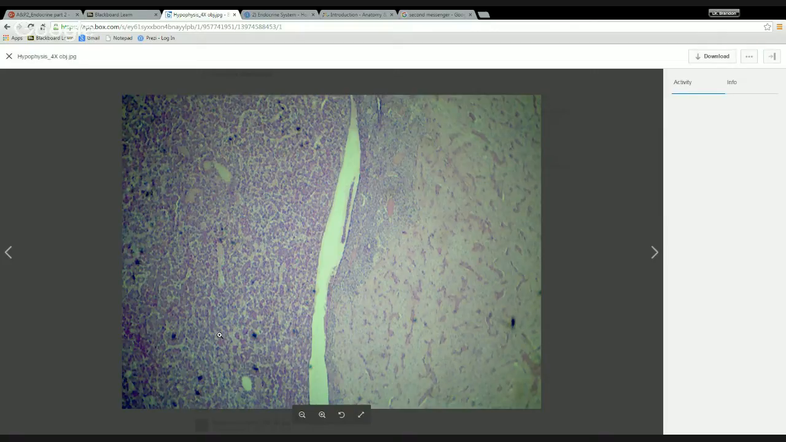So if you were to take a section of skin and not stain it, but look at it in the microscope, you might be able to see some of the melanin that gives skin its pigment or something like that. But for most tissues, there's nothing inherently colored in the tissue. So to be able to see it, we actually have to stain it with a chemical dye.